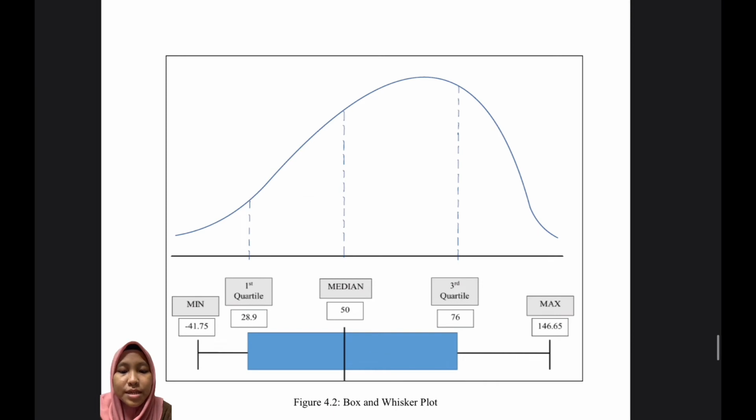And this is our box and whisker plot. The figure shows a negatively skewed distribution which is skewed to the left as the left whisker is longer than the right whisker, and median Q2 is nearer to Q3.